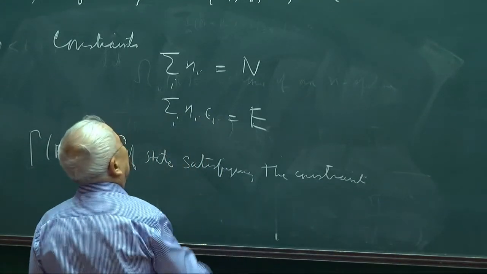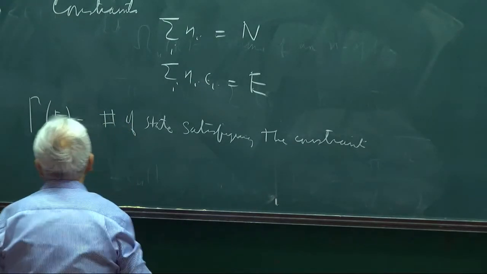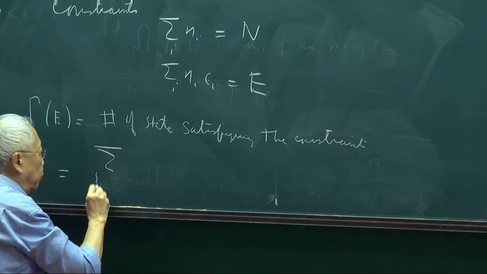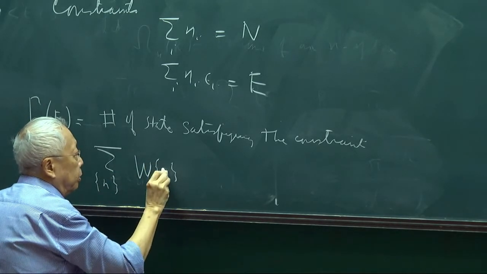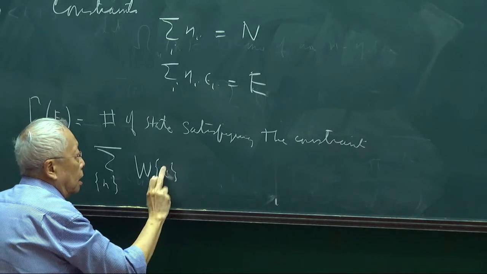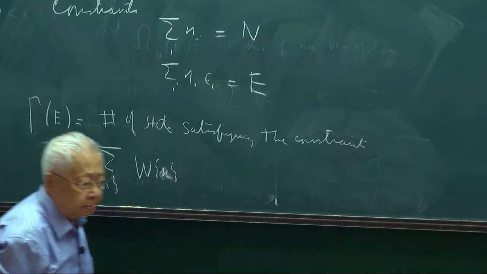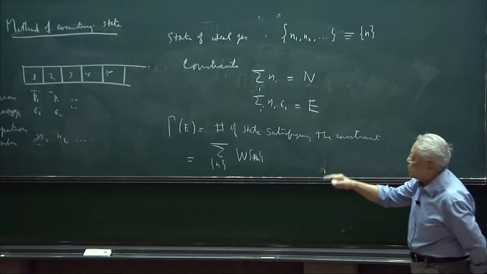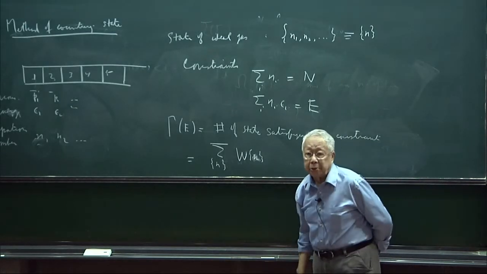In other words, it's a number of... Okay, so since we're counting cells, what we do is we have N particles. So this is equal to, first of all, the sum over the set {n} of, say, W_n. W_n is the number of ways I can assign these N particles in the cells given a certain occupation number n. And then I sum over all possible occupation numbers.